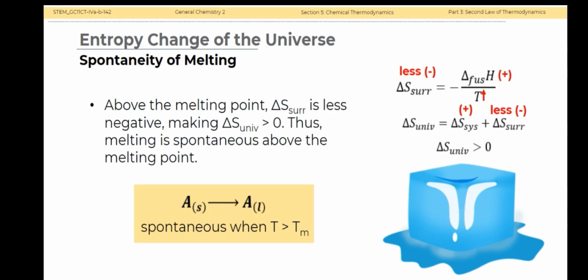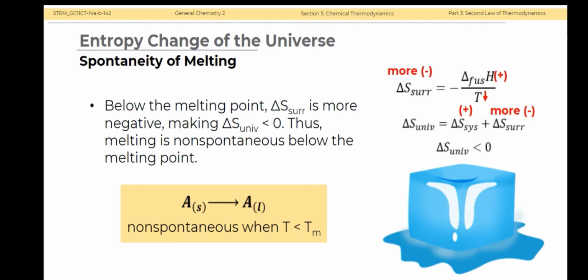Above the melting point, entropy change of the surroundings is less negative, making entropy change of the universe greater than 0. Thus, melting is spontaneous above the melting point. Below the melting point, entropy change of the surroundings is more negative, making entropy change of the universe less than 0. Thus, melting is non-spontaneous below the melting point.